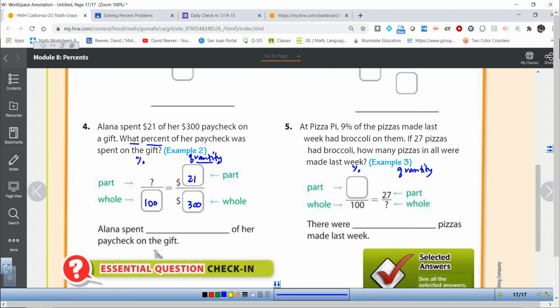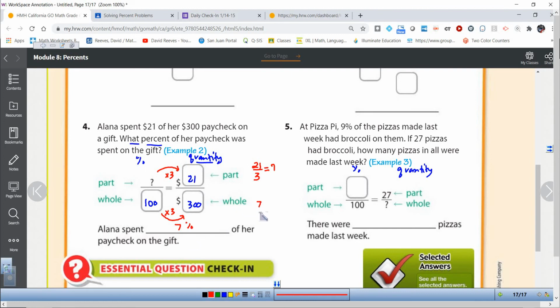We want to know what that is as a percent, right? So we want equivalent ratios. Well, let's find that equivalency factor. What are we multiplying by? It's 3, okay? And then the question is, what times 3 is 21? And again, if you want to know what you multiplied by, you can divide. 21 divided by 3 is 7. So Alana spent 7% of her paycheck on the gift.